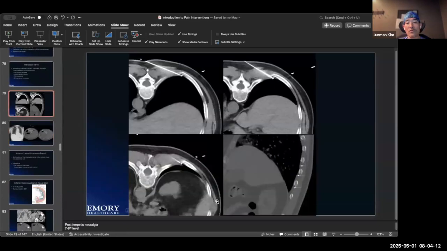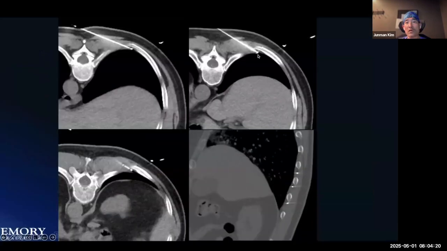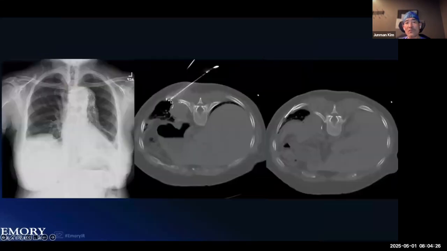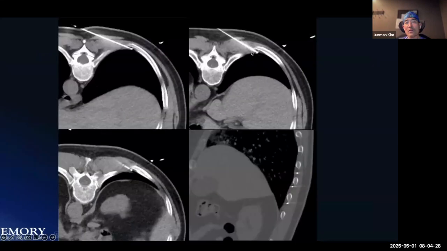So look at our position. So this is a cryoprobe, but you know, the needle tip is right next to the pleura, but again, as with entering a blood vessel, you really have to puncture through.